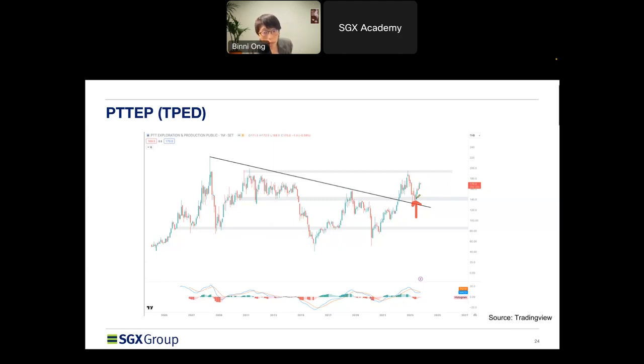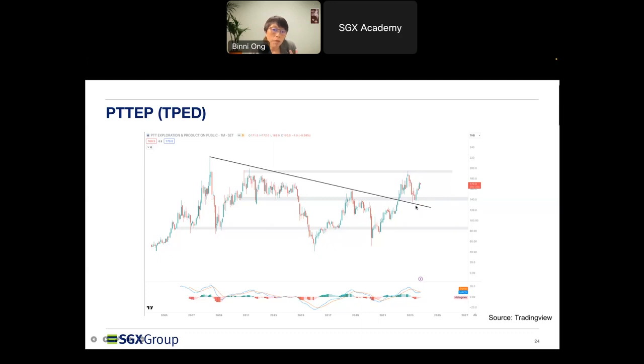With this pullback, it firms up that the support here at 140 is a valid support. I repeat, a lot of the time we want to know whether price is a good support, so we see whether price can test that particular level and rebound from there. This is what is happening to the stock here. It rebounded, and so 140 is a very strong support level currently.